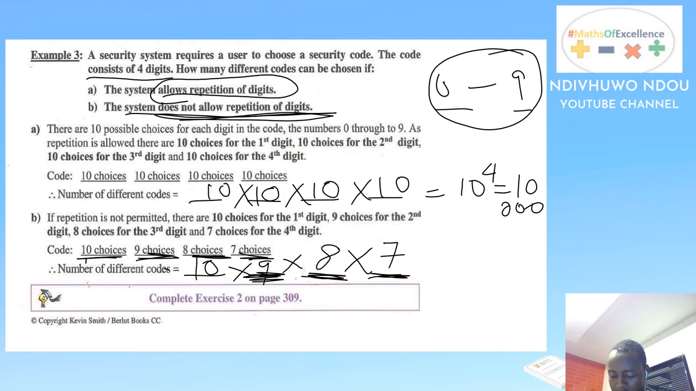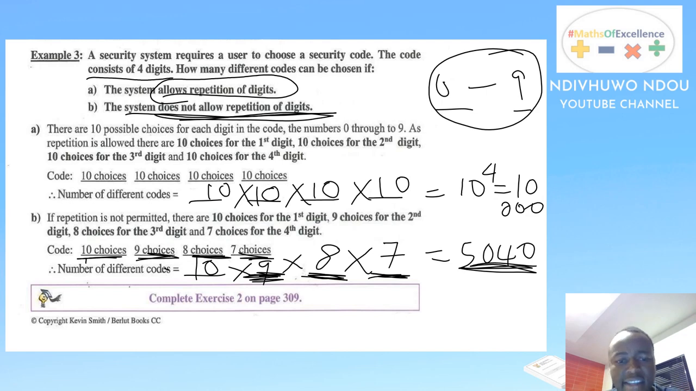Let me quickly use my calculator and see what the answer would be. Okay, we're saying 10 multiplied by 9 multiplied by 8 multiplied by 7. So this will give us 5040 codes that can be formed.